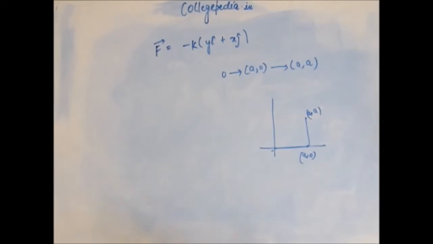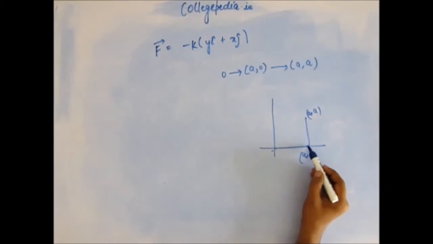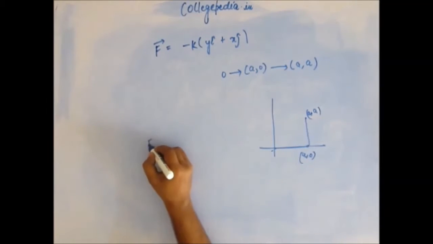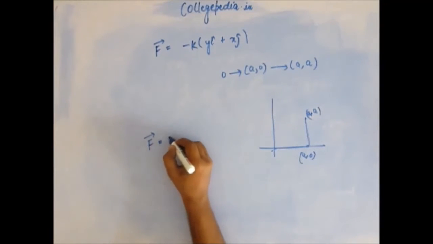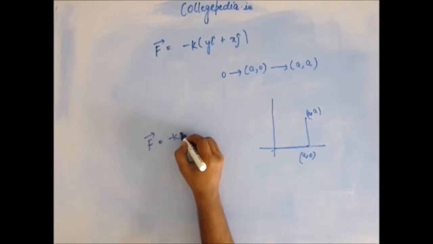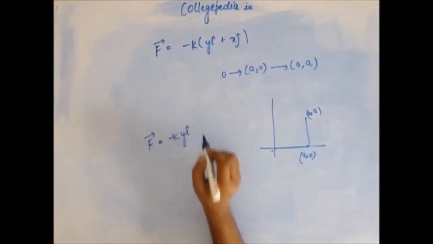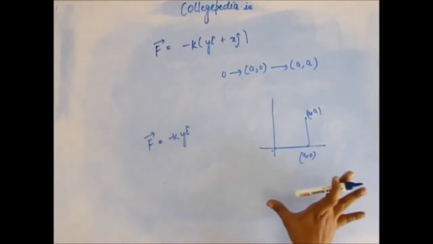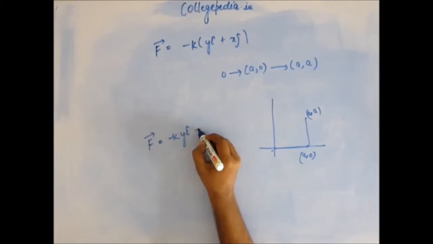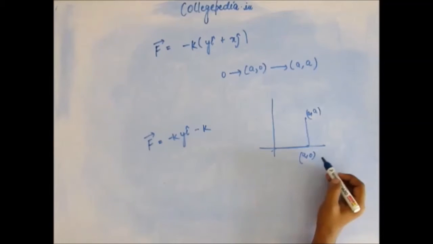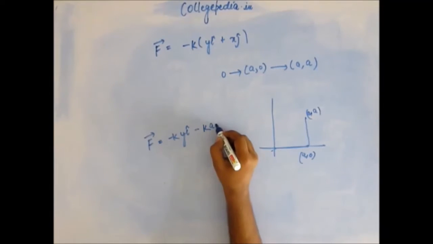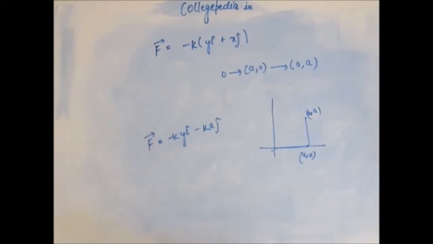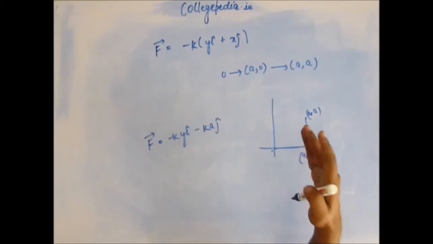In the second half, the force we can write as minus k y i cap, because the y coordinate will continuously change, minus k, x coordinate will not change, a j cap, and the displacement would be along the y axis.